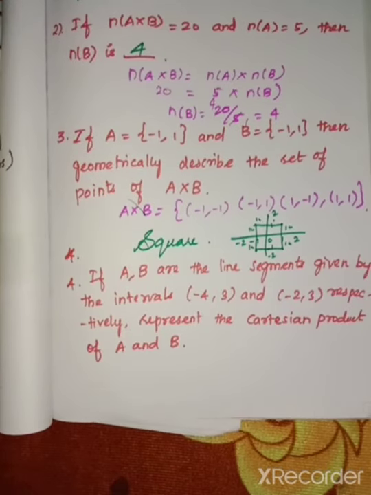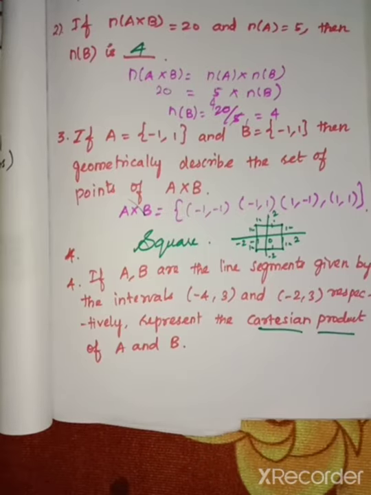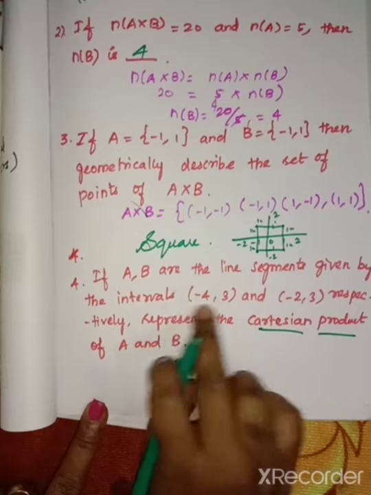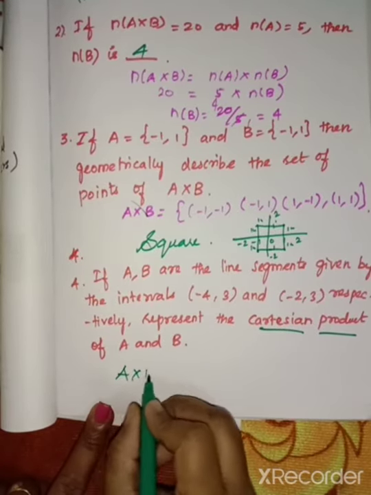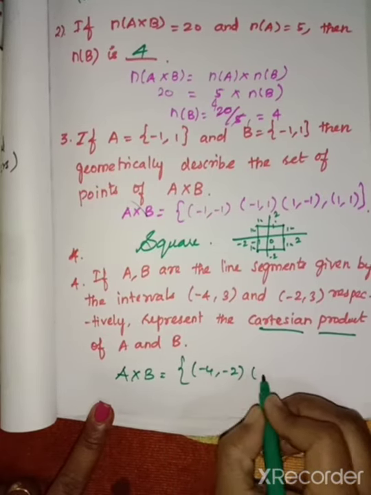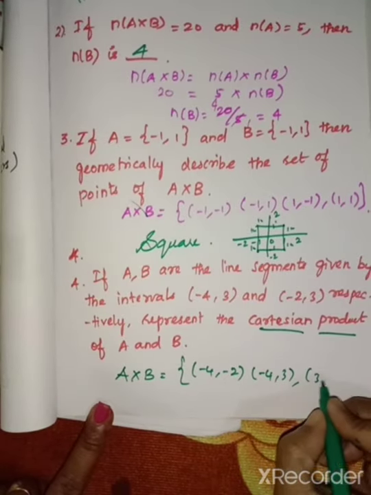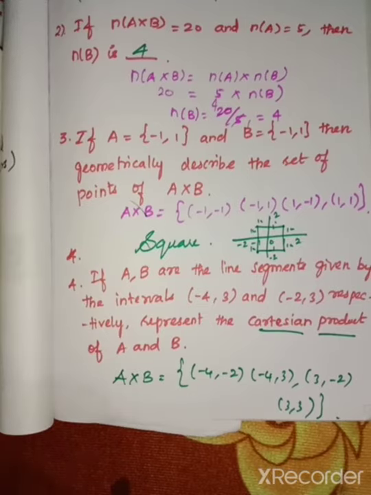If A comma B are the line segments given by the intervals minus 4 comma 3 and minus 2 comma 3 respectively, represent the Cartesian product of A cross B. Here we want to find that Cartesian product alone. Here A is minus 4 comma 3, B is minus 2 comma 3. We can write straightly: A cross B equals the set of minus 4 comma minus 2, minus 4 comma 3, 3 comma minus 2, 3 comma 3. Then close the set bracket.